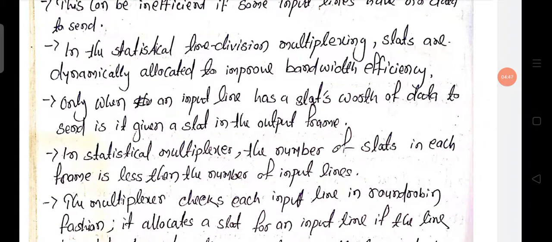In a statistical multiplexer, the number of slots in each frame is less than the number of input lines. It is obvious because the number of inputs is, let's say, 4, but it is not mandatory that all inputs should send data. So the number of inputs is higher than the number of slots allocated, because if there are four inputs available but three want to send data, then only three slots should be booked for those three inputs. So in statistical multiplexing, the number of slots in each frame is less than the number of input lines.